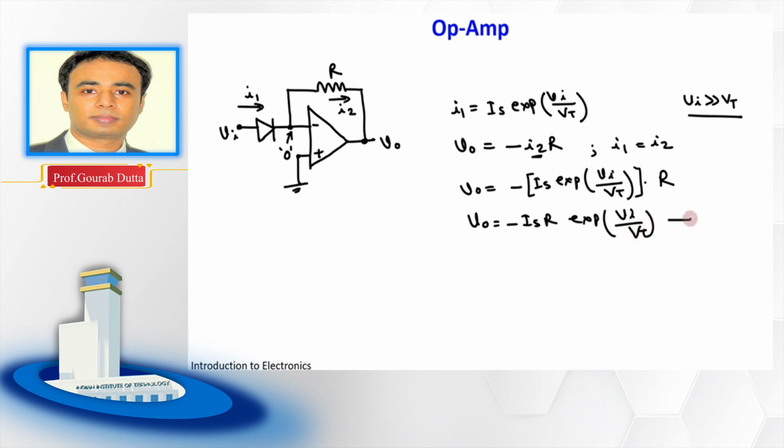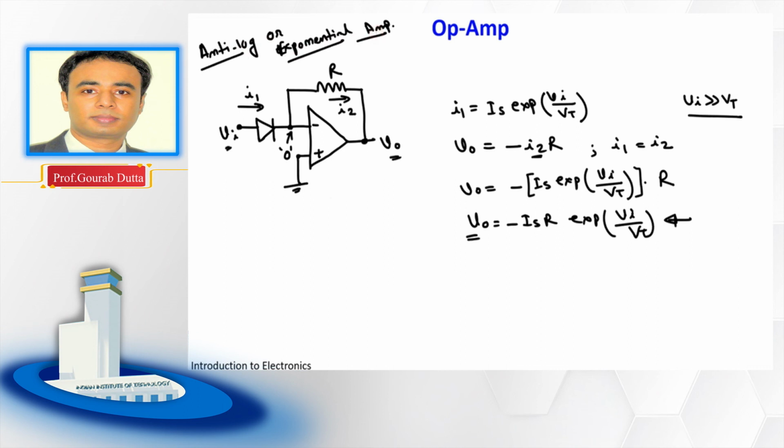So from this equation you can clearly see that the output voltage is related to the input voltage in exponential fashion, or the output is proportional to the exponential of the input. So this type of amplifier is called an anti-log or exponential amplifier.